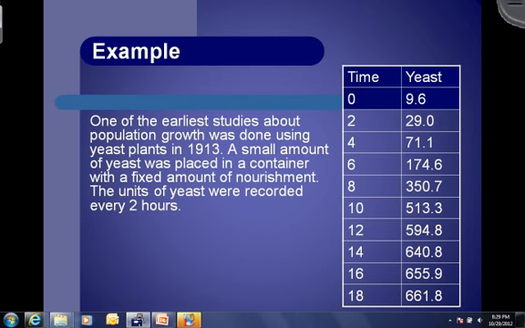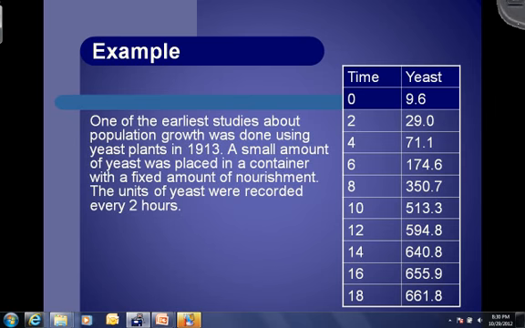Okay, another example. One of the earliest studies about population growth was done using yeast plants in the year 1913. A small amount of yeast was placed in a container with a fixed amount of nourishment. The units of yeast were recorded every 2 hours. So here's the data, given time every 2 hours and the units of yeast that were present.